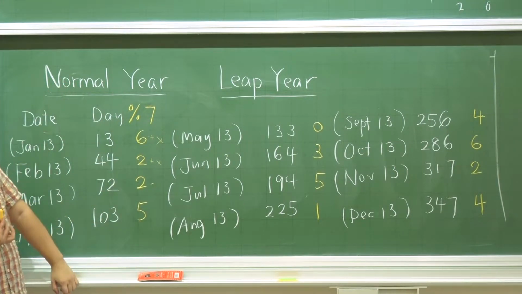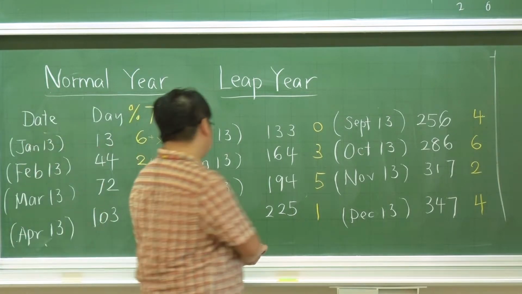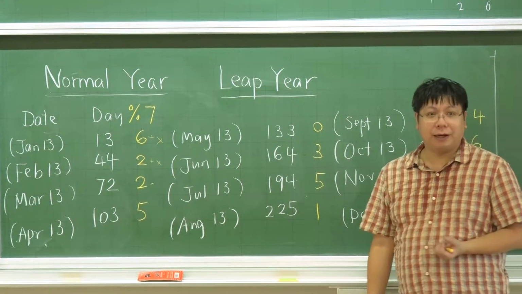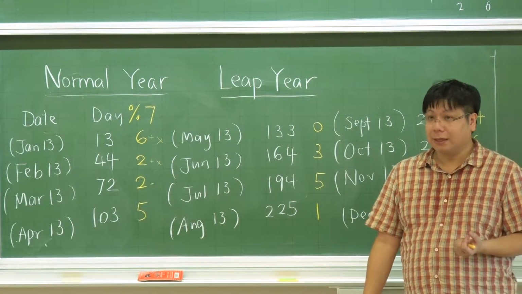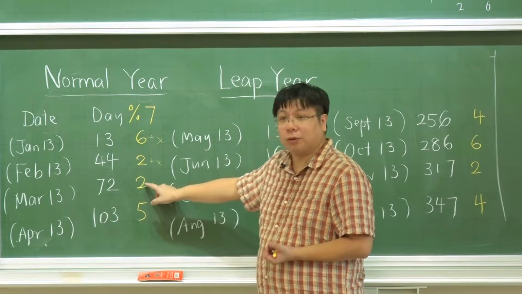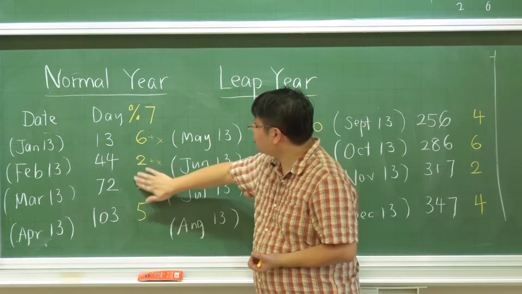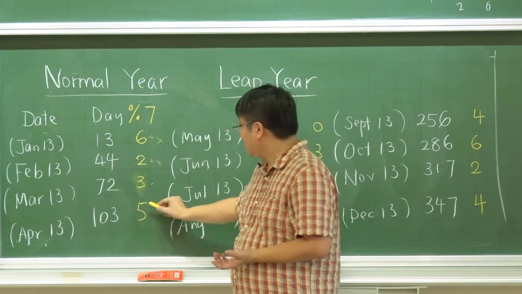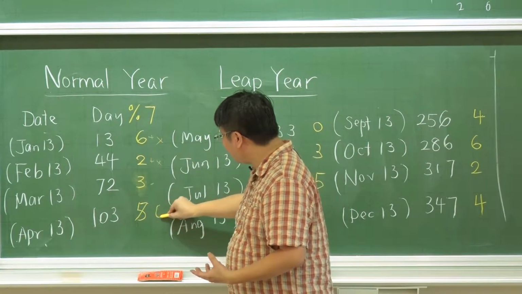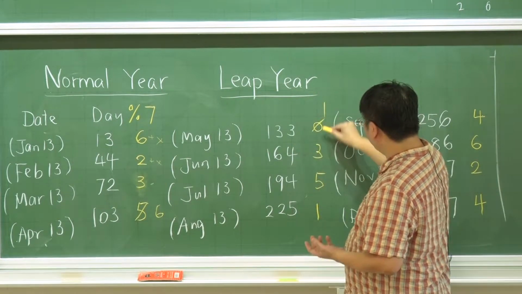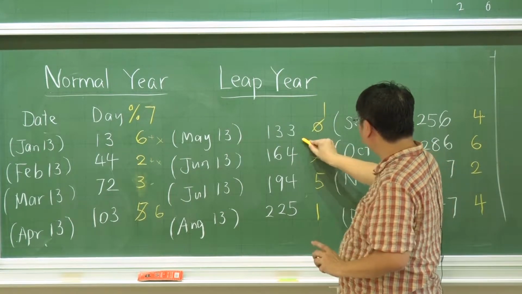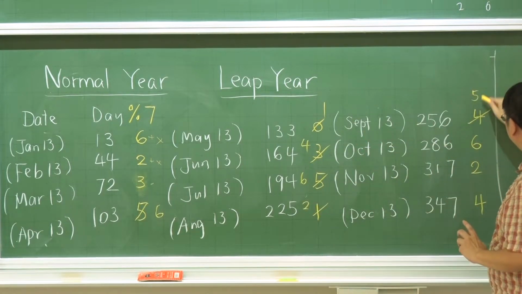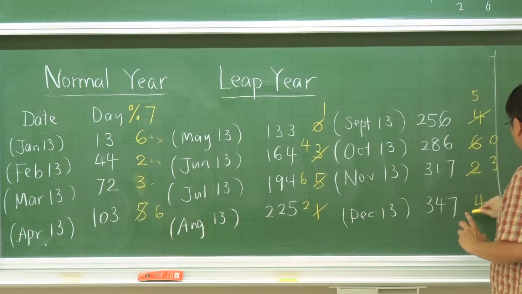And of course, we can also do the leap year. So what is meant by leap year? Leap year means that in February you have 29 days. So in that case, this one is no longer 2, this one will be 3. Is that okay? Actually, for everything after this day, you add 1. So this is a 6. This is a 1. And this is a 4. This is a 6. This is a 2. This is a 5. This is a 0. This is a 3. And this is a 5.